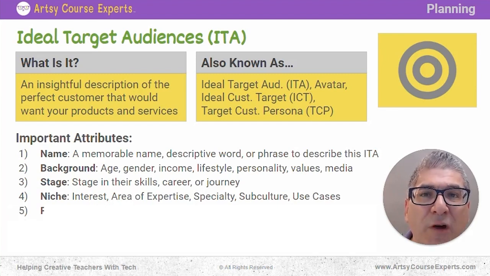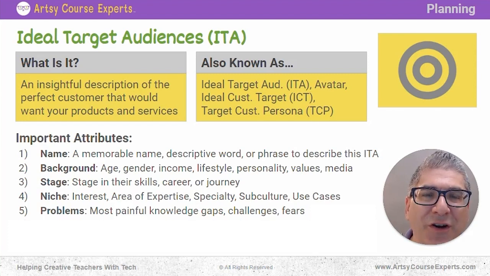Next up are the problems that your target audience is facing. What are the most painful knowledge gaps or challenges or even fears that your customers have? You're going to be able to describe them, say, hey, if you're having this problem, this course can help you out. This community will support you. So it's really good to think about that specific target and their problem. If you go too broad, the problems are vague and not specific.